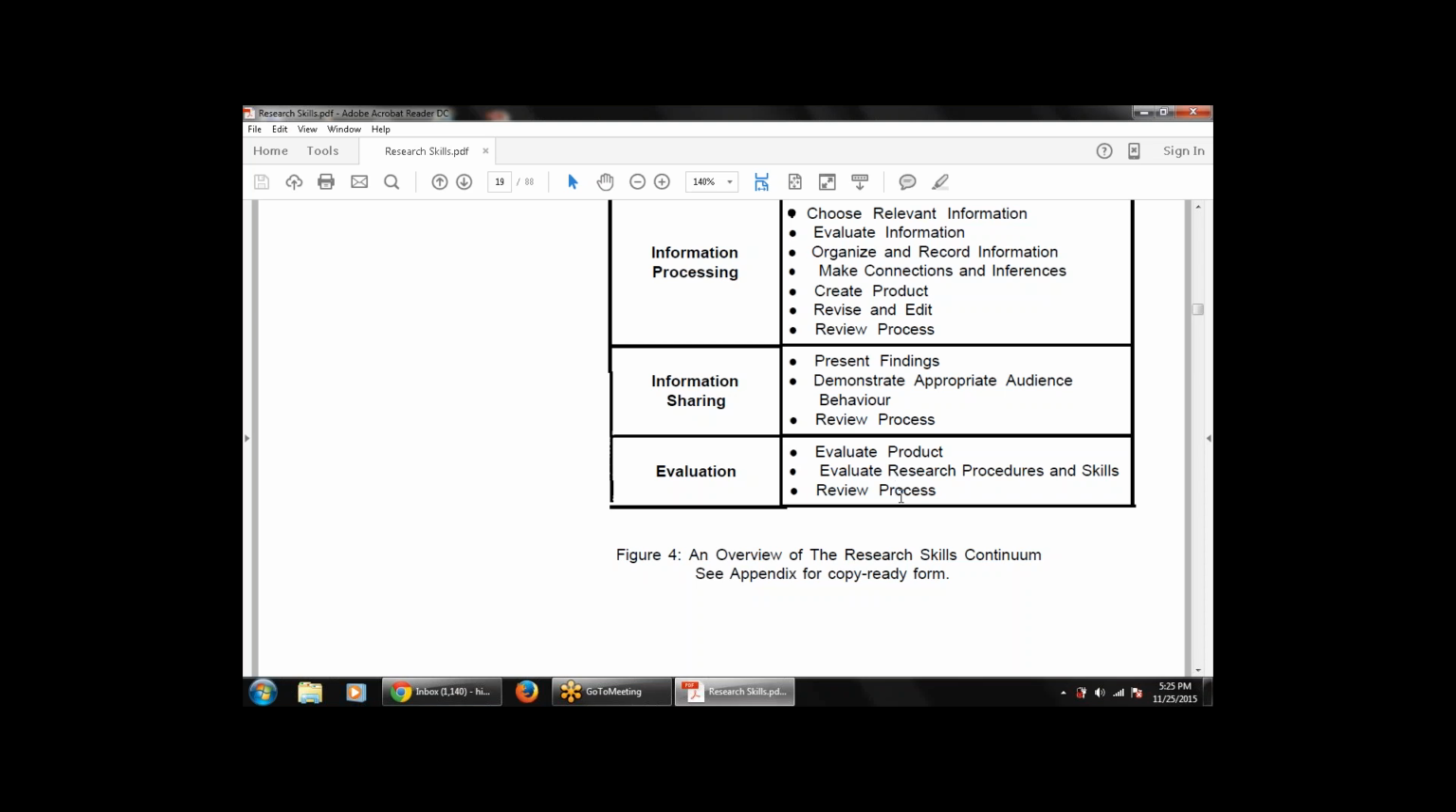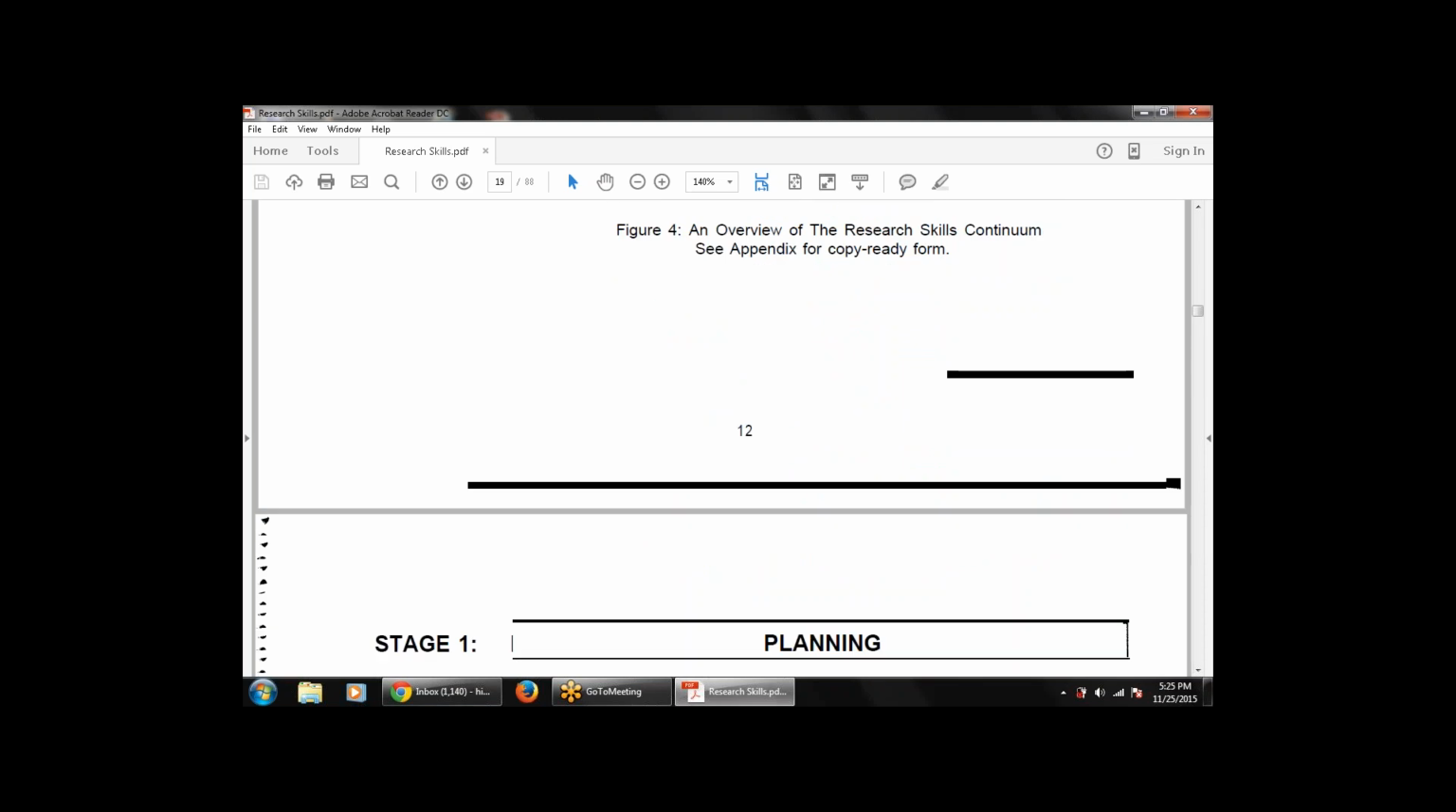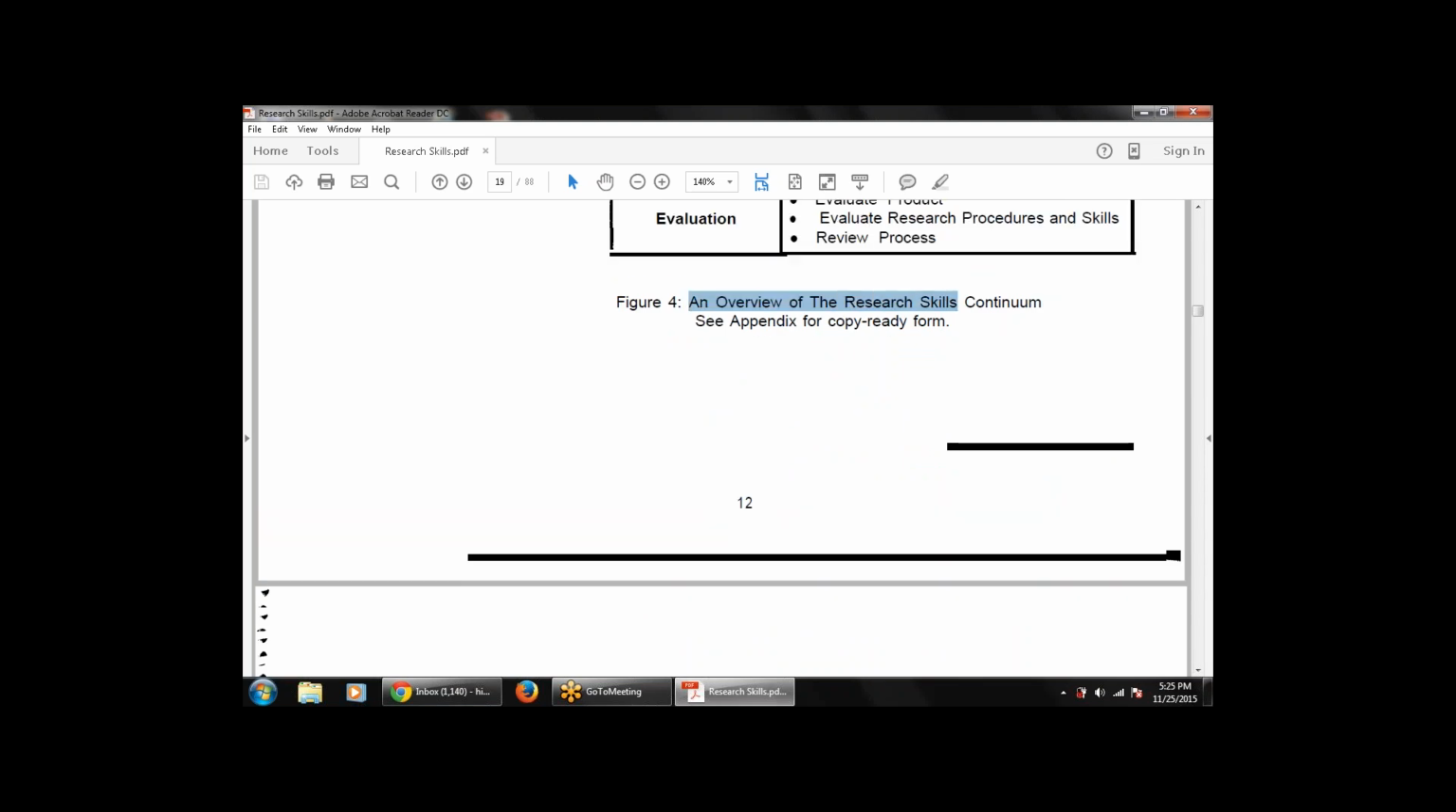Then evaluate the research procedures and the skills, that is, what the various research procedures and skills required are, and evaluate whether they are correct or not. Then evaluate the review process, which is part of the evaluation. These are the 3 points covered in the evaluation: evaluate the product, research procedure and the review process. Now this is the overview of the research skills continuum, which is an appendix for copyright.